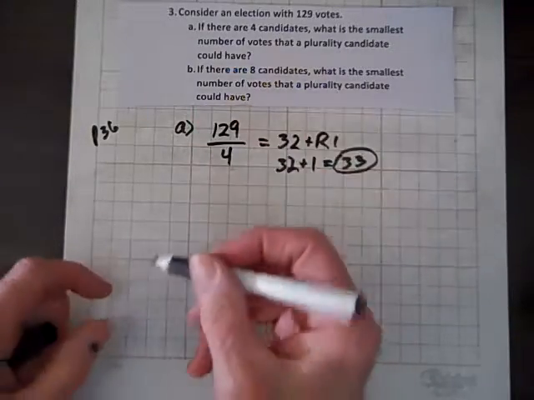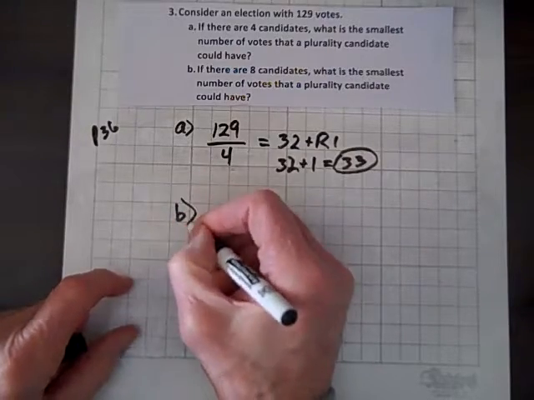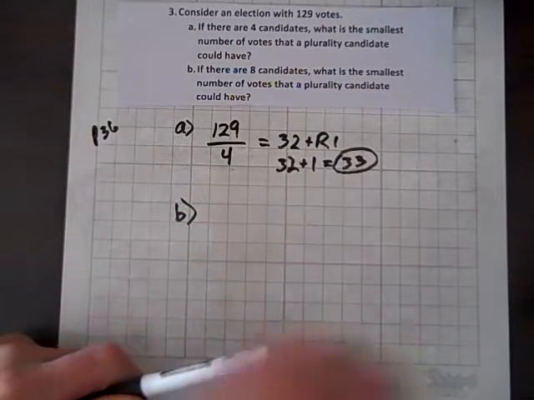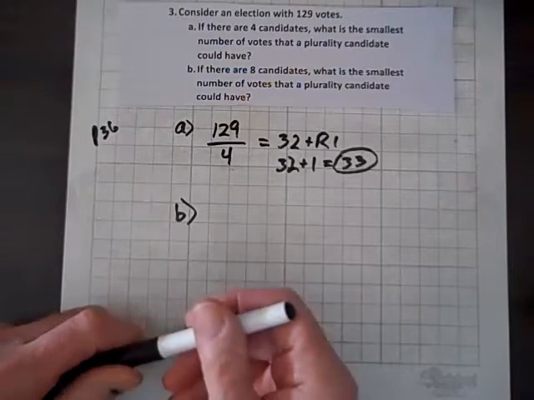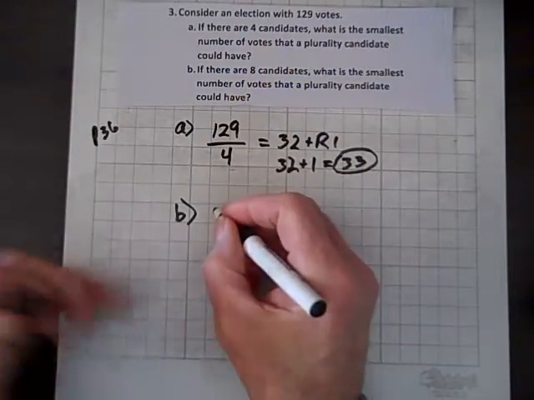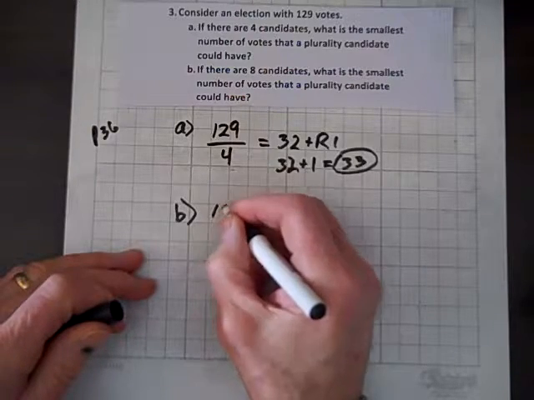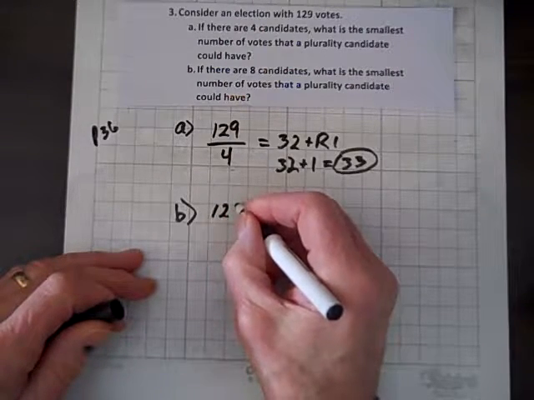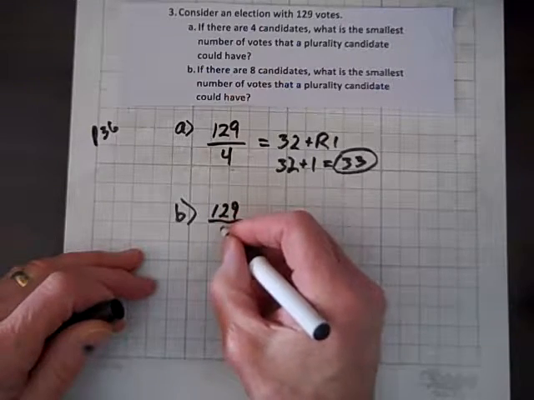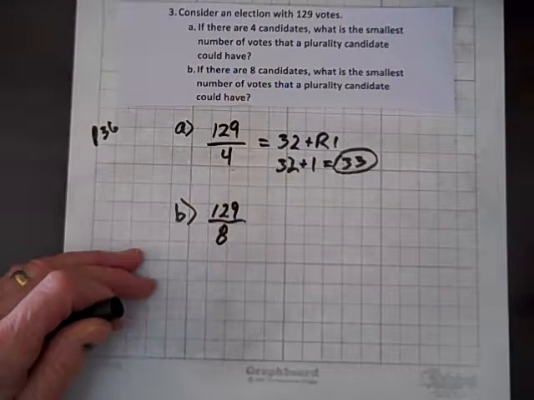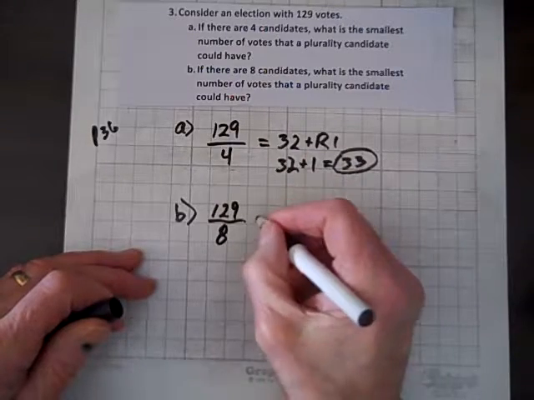Now if you look at question B, it says if there are 8 candidates, what is the smallest number of votes that a plurality candidate could have? That means what's the minimum number of votes a candidate must have if they're going to win using the plurality method? Well, we'll divide 128 by 8 again.